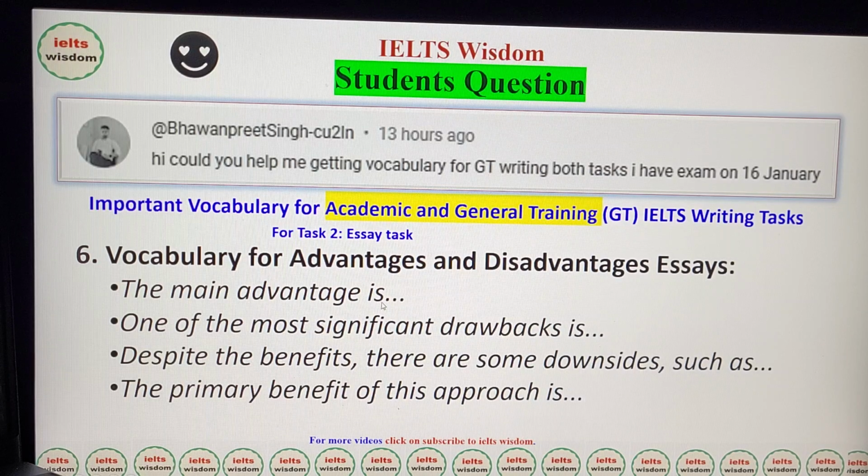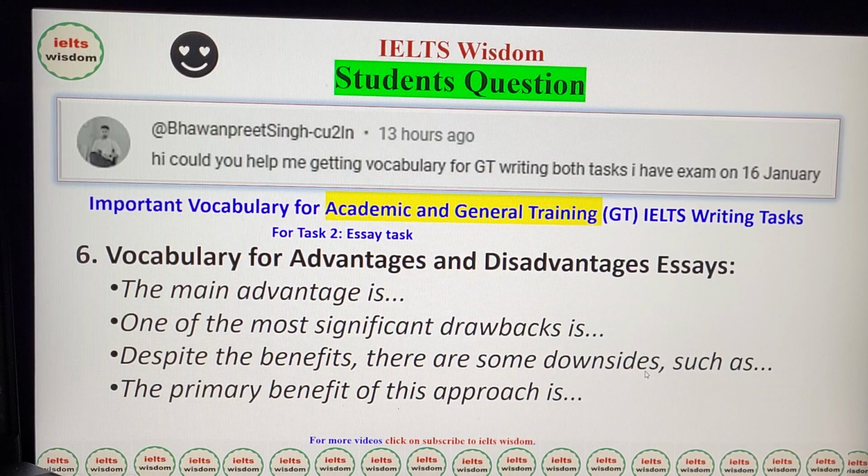Or "One of the most significant drawbacks is..." again you can put your suggestions there, since we are talking about advantages and disadvantages. Okay, "Despite the benefits, there are some downsides, such as..." then you can talk about the downsides. "The primary benefit of this approach is..." again three dots mean you can put that approach, what you are thinking about it, because you are talking about advantages and disadvantages. Okay, so in that way you can give your clear message to the examiner.